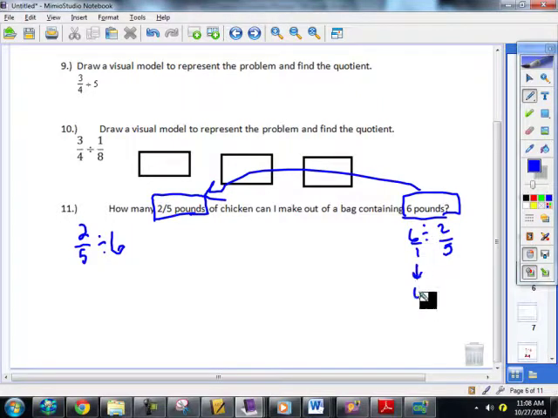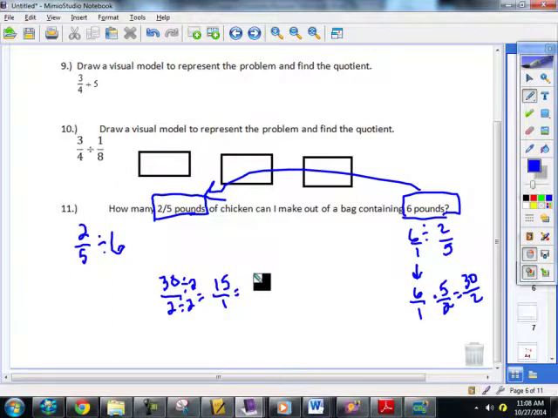So we would do 6 over 1 times 5 over 2. And we'd get 30 over 2. I know that the GCF of 30 and 2 is 2. And I'd get 15 over 1, which we all know equals 15. Okay?